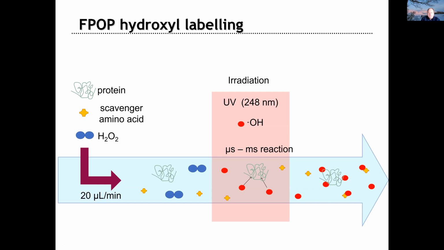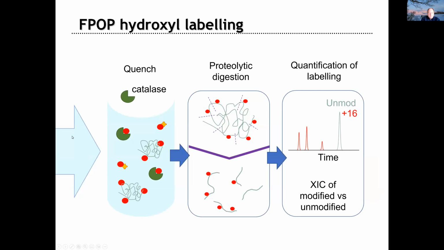But you also, like I said, want to limit the lifetime of the radicals. So that's something you need to tune, because if you have a buffer, which in itself already scavenges a bit, then you don't need to add so much extra scavenger. But then when that process is finished, you can, in the simplest case, just pump that through a capillary, but we'll also hear more about FPOP later.